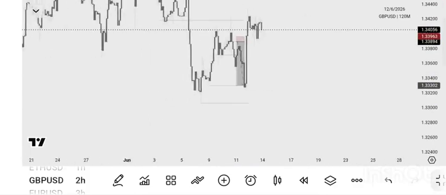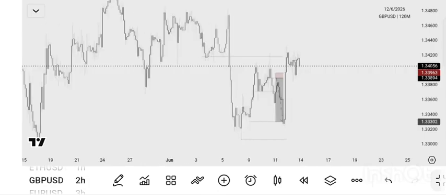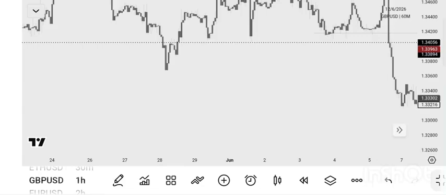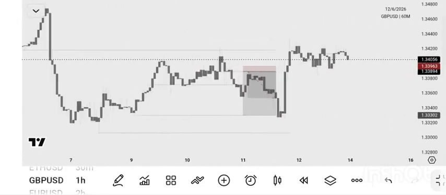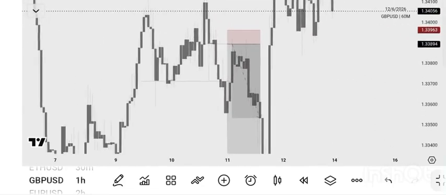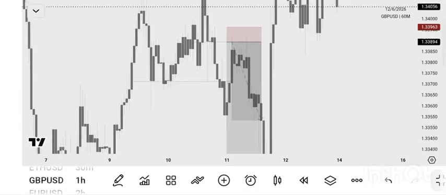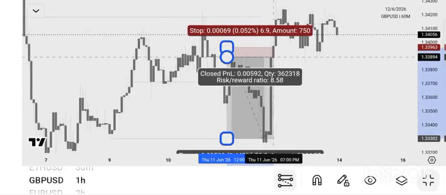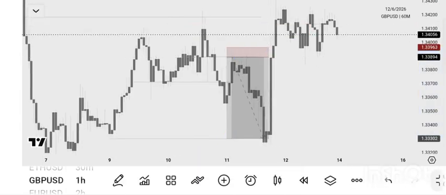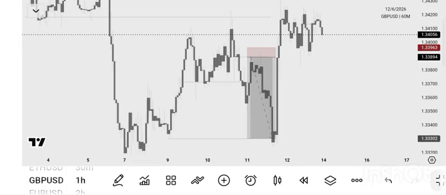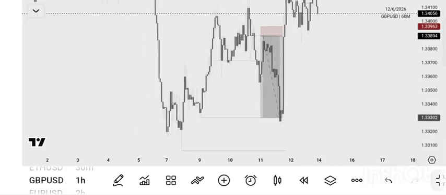So you can now see daily bearish, 4 hours bearish, 2 hours bearish, 1 hour bearish. Each of those time frames was bearish. They were all bearish. So you can see that price just tapped into it and boom, expanding to the downside.